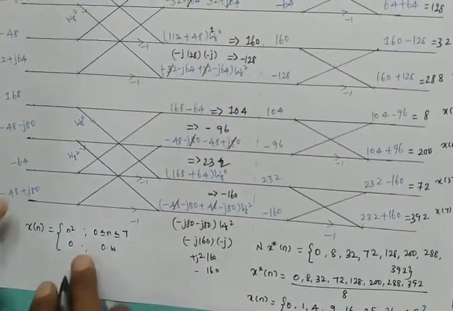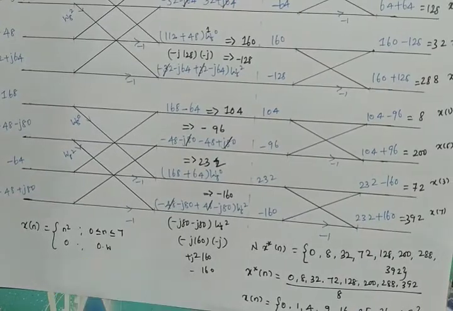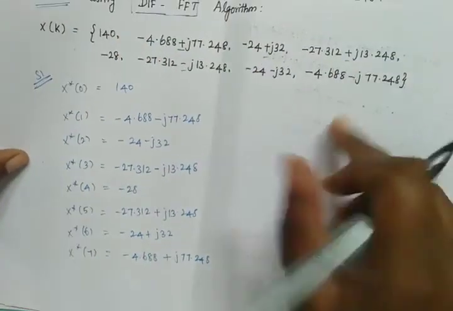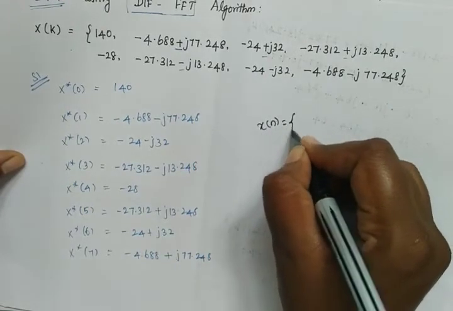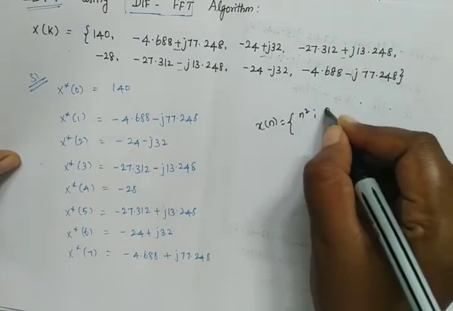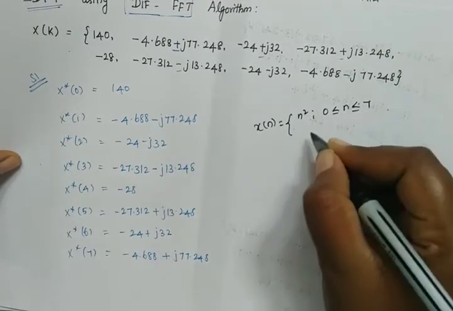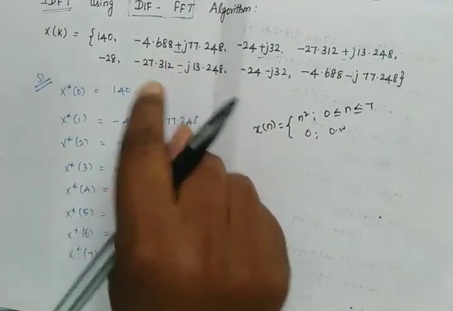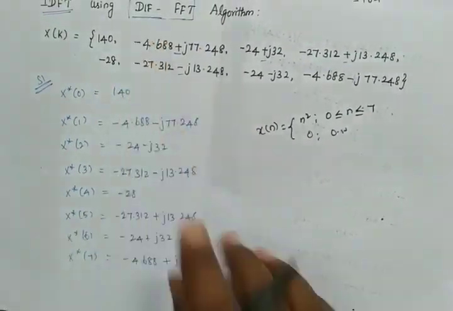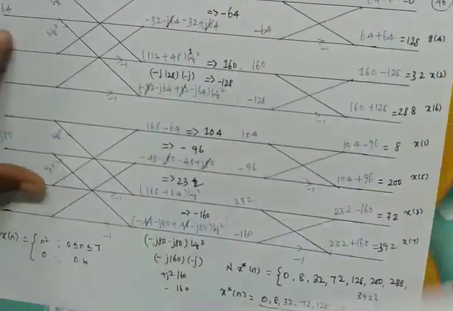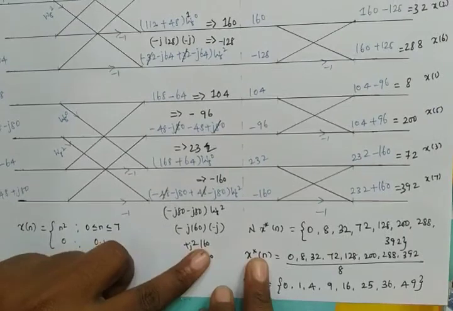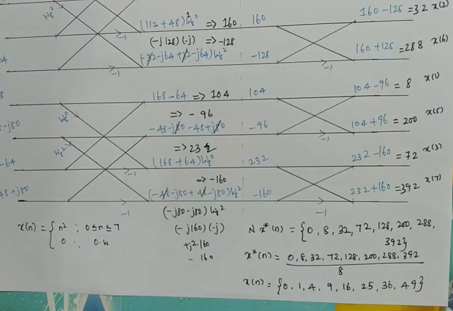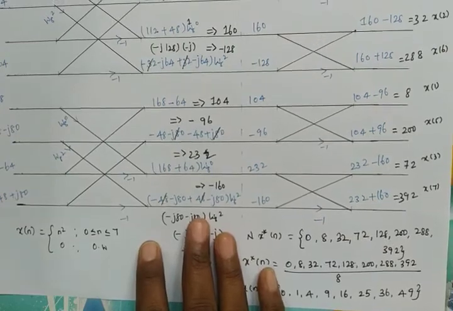So this is what we have solved during DIT, and we have got the answer as this. This is the answer for that problem, that is x of n is equal to n square for 0 less than or equal to n less than or equal to 7, 0 otherwise. We have taken the answer as the question for this DIF, and we have solved that question and we have got the same answer. So we have completed up to this, DIT, DIF. Hope you will understand this.